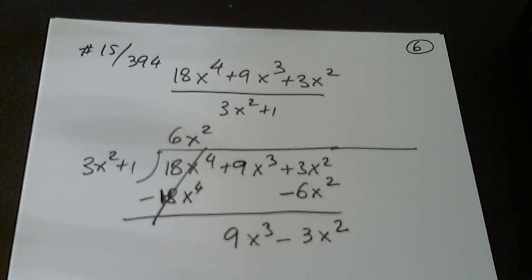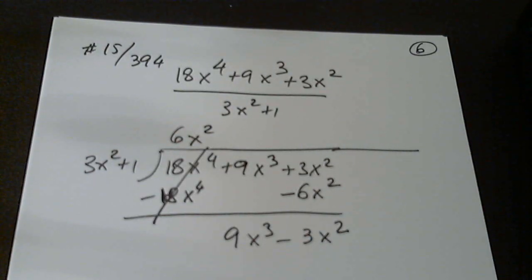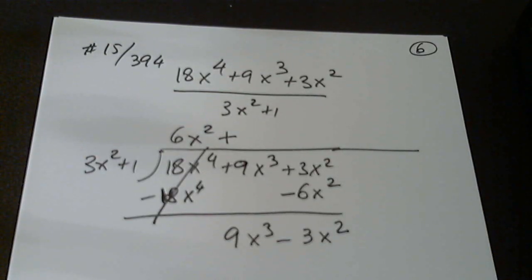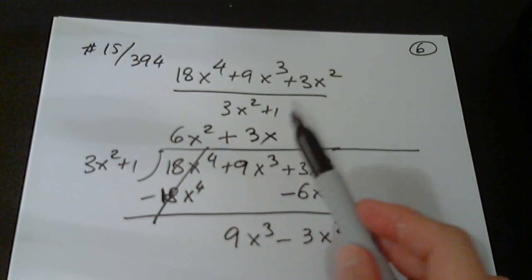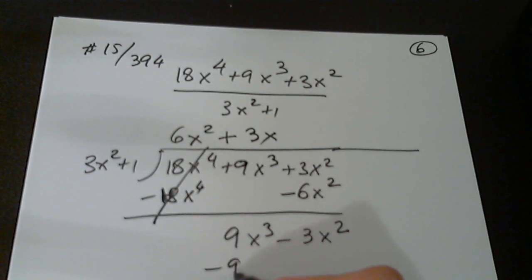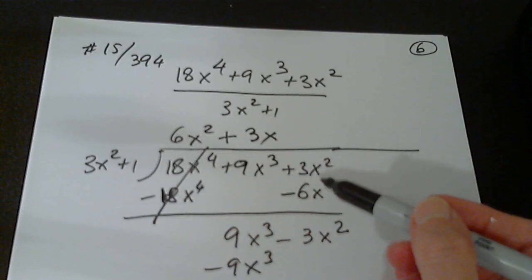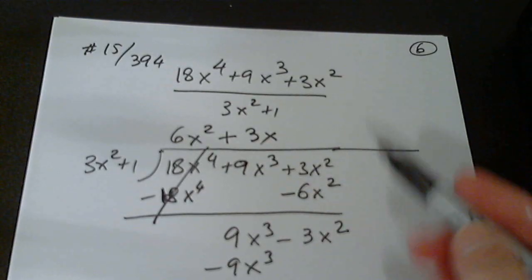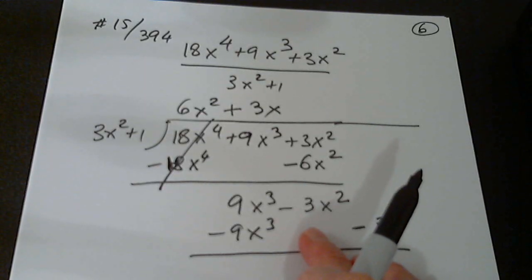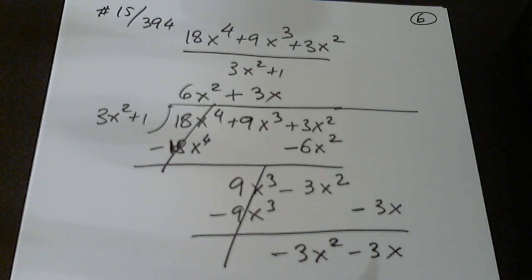3x squared times what is 9x cubed? Remember, if we had x squared, the next one has to be lower degree. 3x, indeed. So 3x times 3x squared is 9x cubed. We have to subtract. 3x times 1 is 3x. I have to subtract. Not here. Here. Doesn't belong here. It's not the same degree. Negative 3x squared minus 3x.